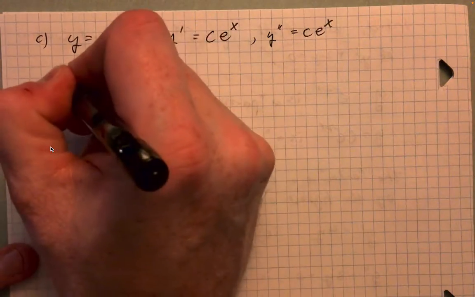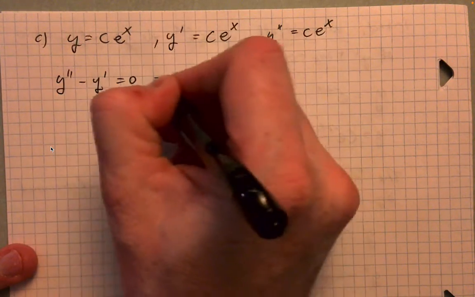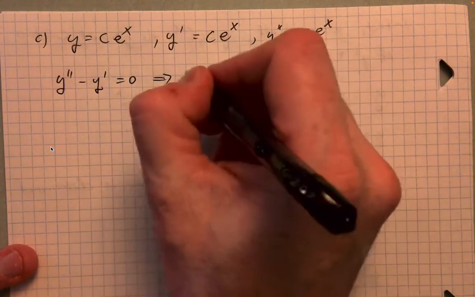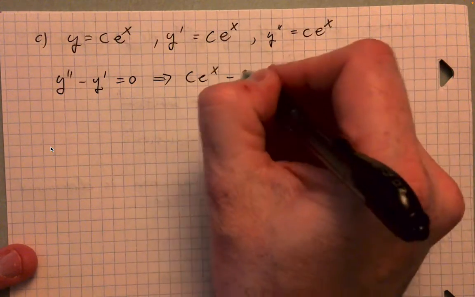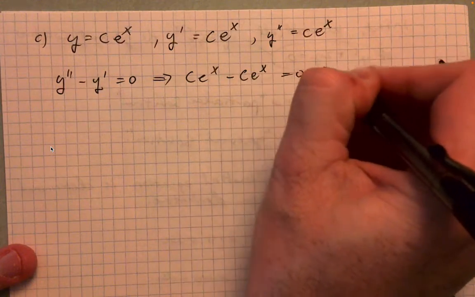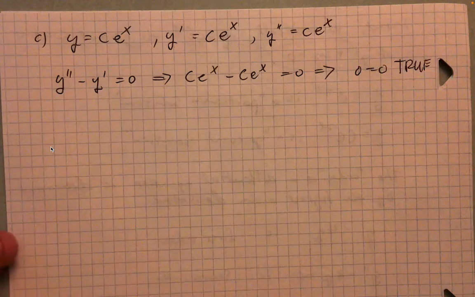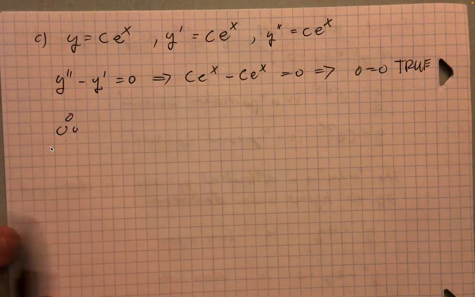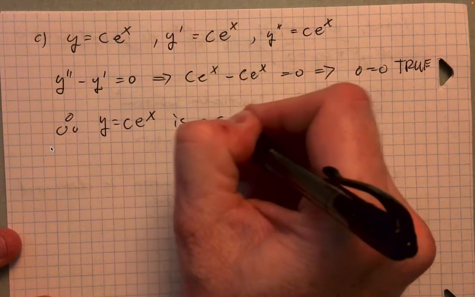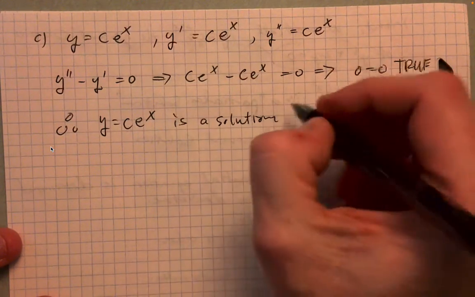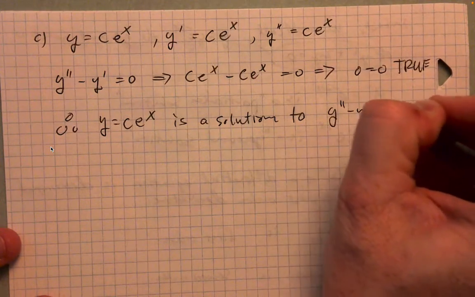So then it's rather obvious that y double prime minus y prime will be equal to 0, right? So plugging in the second derivative, you get c e to the x, and then minus the first derivative, which is c e to the x, equals 0. So you get 0 equals 0. True, right? So therefore we would say that y equals c e to the x is a solution to y double prime minus y prime equals 0.